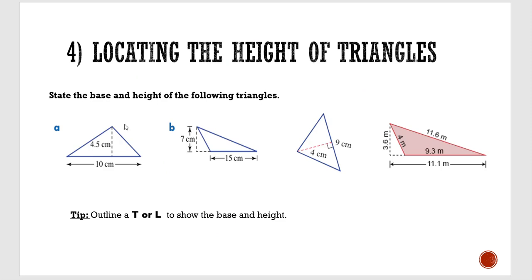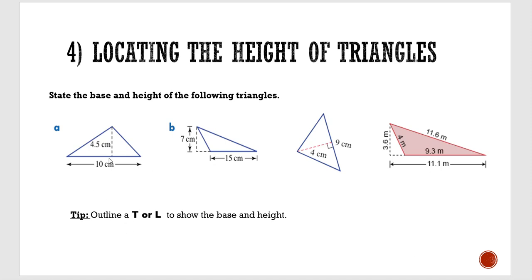Okay, for our next question, question 4, locating the height of triangles. So state the base and height of the following triangles. They're not asking you to work out the area. All they're asking you is what is B and what is H. So state means you have to actually say B equals and H equals. So have a go first.